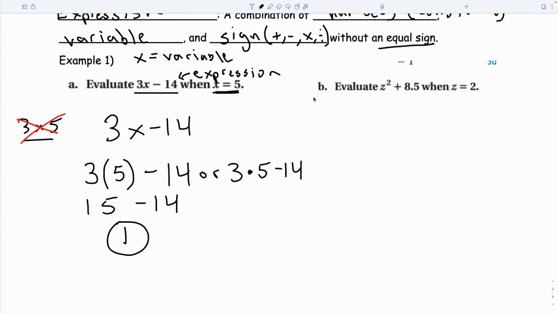Let's look at B. Evaluate z to the second plus 8.5 when z is 2. They tell us that z is 2. Where do I put that number 2? Where does it go? I'll take a silent hand. Justice, where does that 2 go? Yeah, and notice how there's an exponent. Whenever you have a number that z equals and an exponent, I want you to get in the habit of putting it in parentheses almost all the time. You will put that number in parentheses. You'll see why it matters in just a minute.